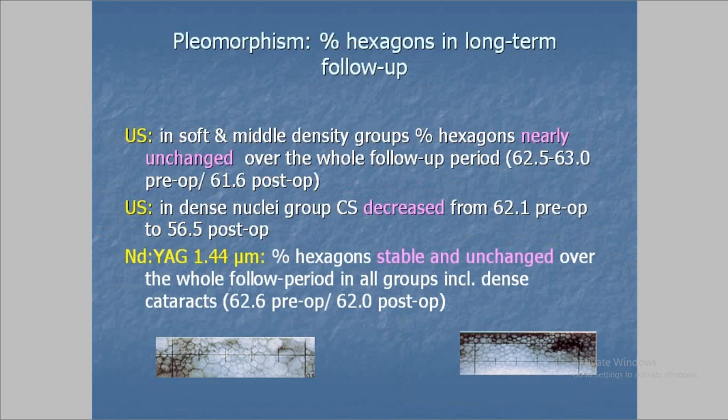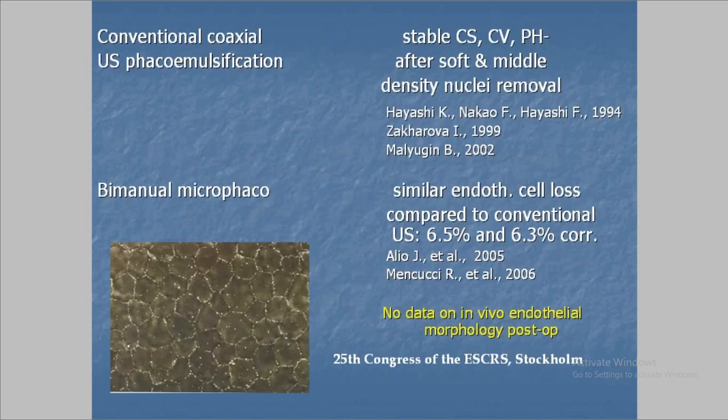In ultrasound groups, when it comes to percentage of hexagons, in soft and middle nuclei the percentage stayed nearly unchanged over the whole follow-up period. In the dense nuclei group, it decreased correspondingly, the figures you can see on the slide. In the phaco laser group, the percentage was stable and unchanged in all groups.